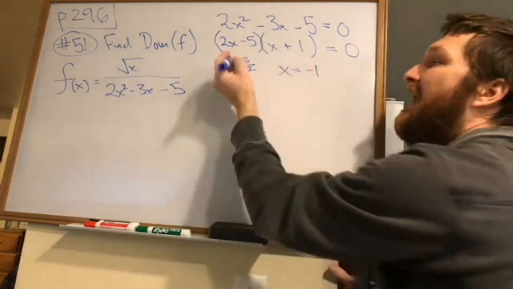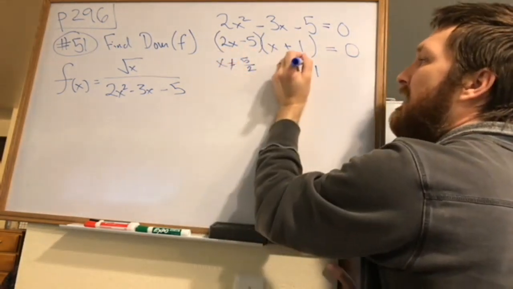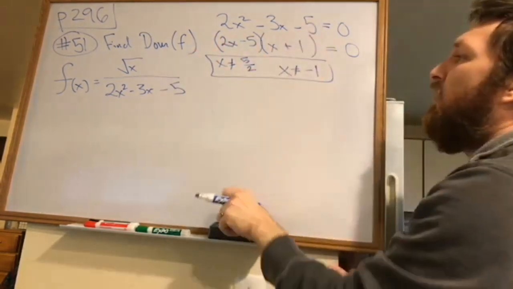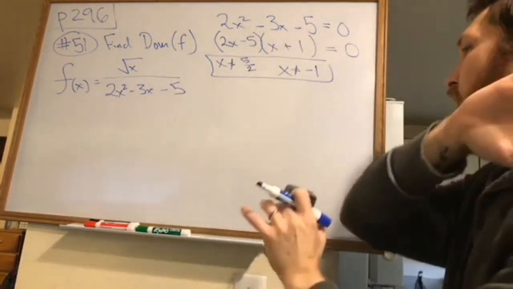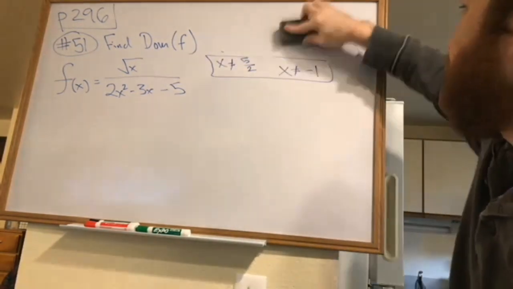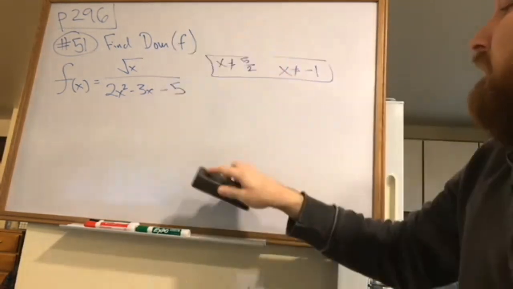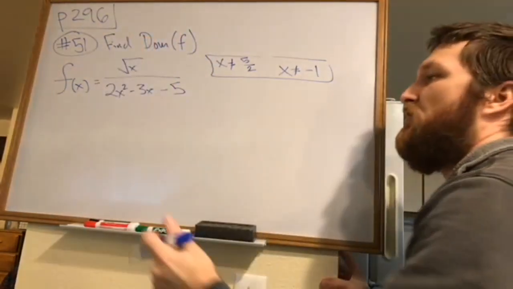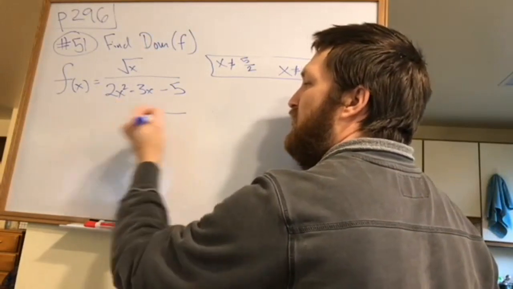So that means that we cannot have these in my domain, because if they are in my domain, we have division by 0, which we cannot do. So we have to pull them out of the domain. Okay. Now, what about this? What restrictions do we have on what we put into a square root?